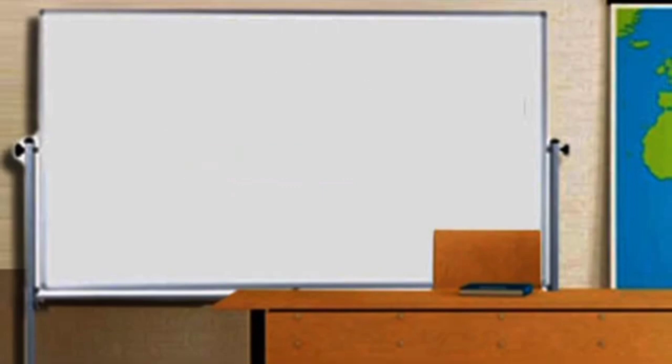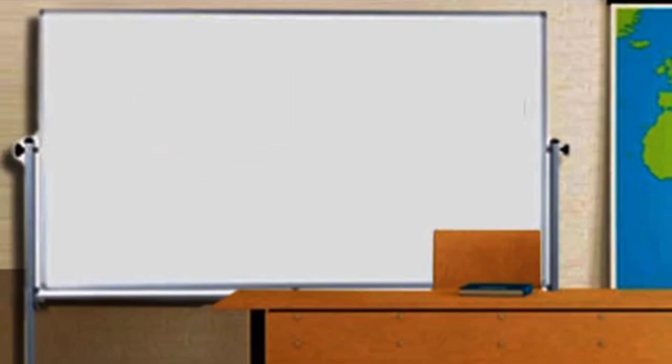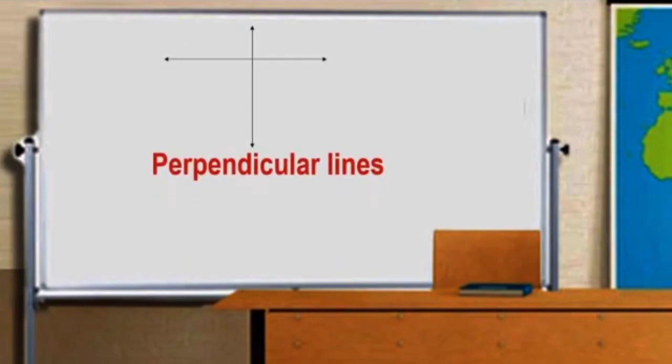Let's have our second illustration. Ito ay tama, intersecting lines. Let's have our third one. Tama, ito ay perpendicular lines.